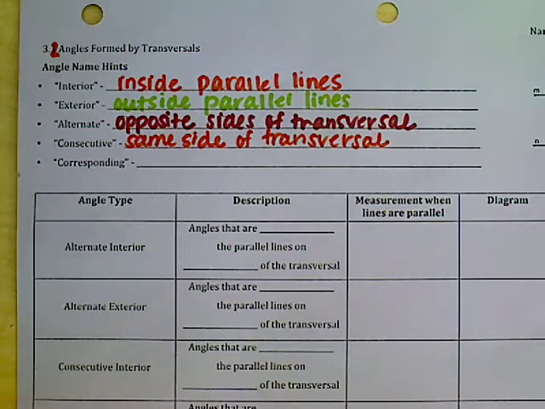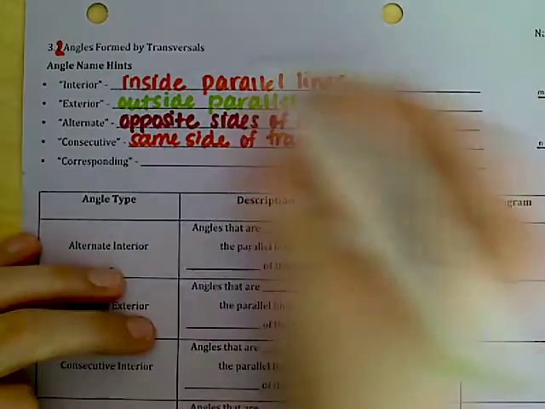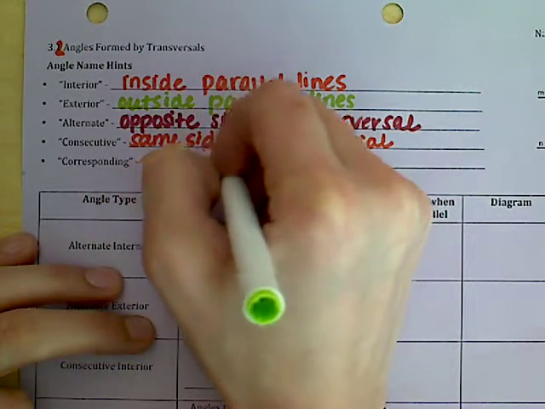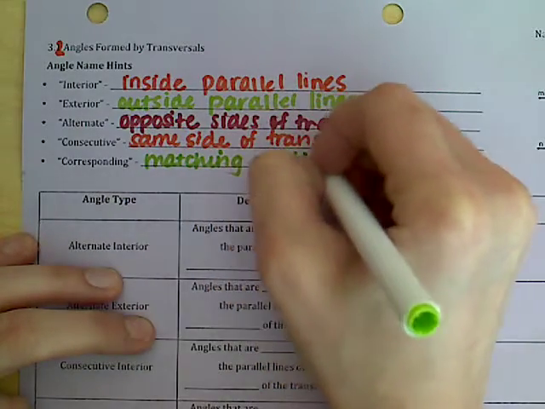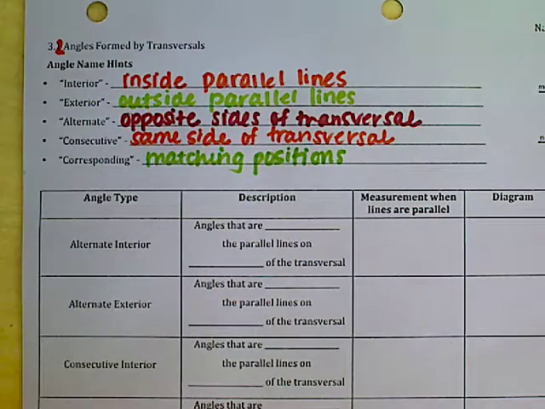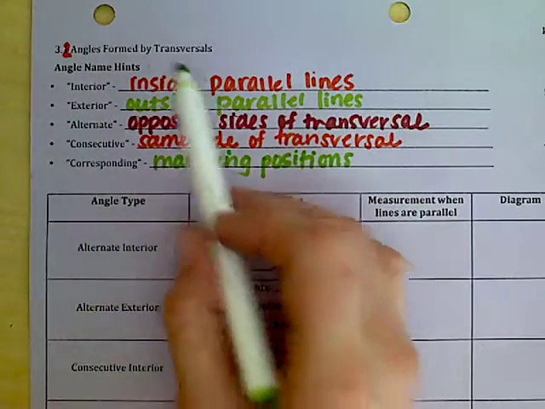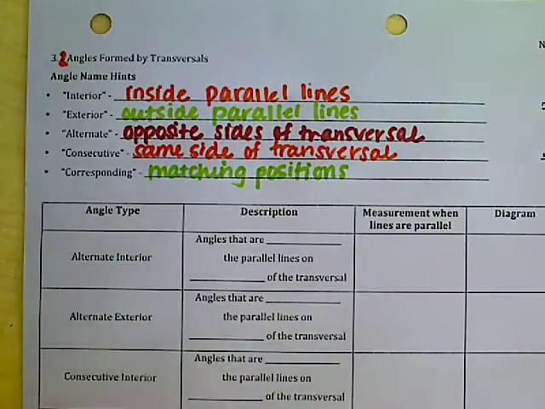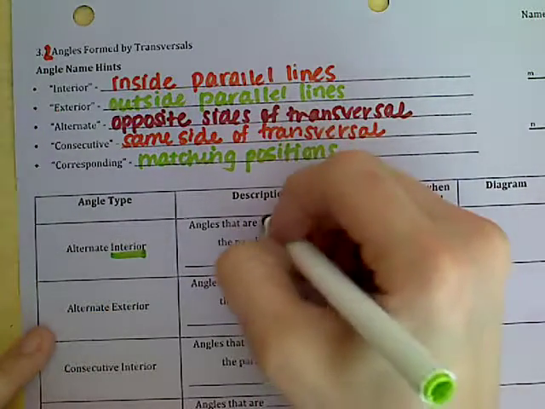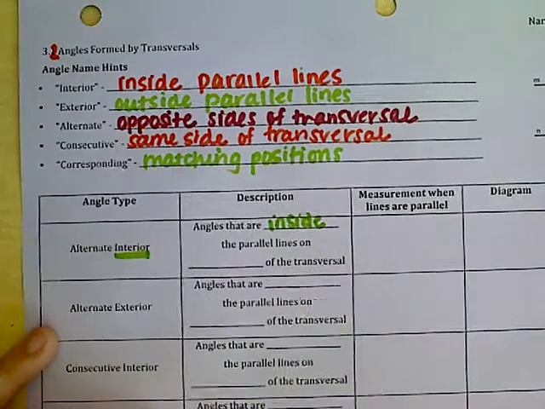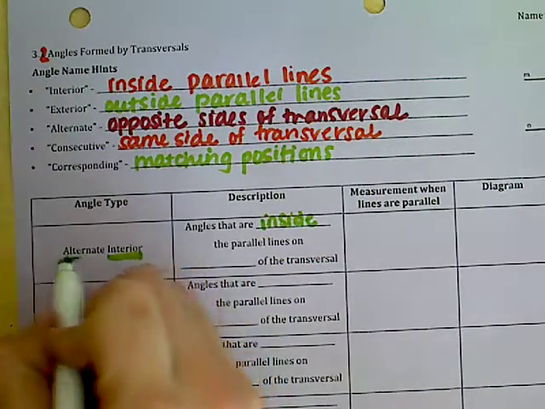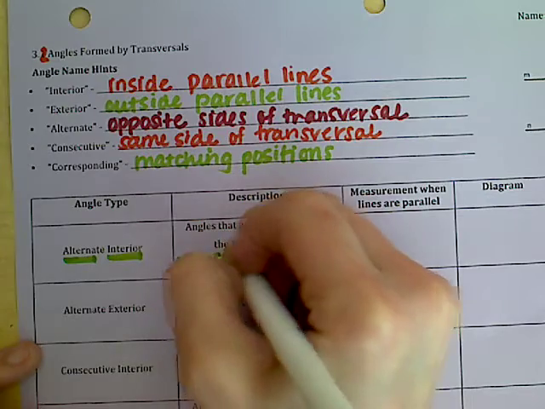And the last one, if you think about things that are corresponding, usually that means they match up, or they are paired up, or they have some kind of same position. So when you think corresponding, I want you to think matching positions. So none of this is really going to make much sense right now, but eventually it will. So when you see these 5 words, you need to think about these, and that's going to give you a hint as to what types of angles you're looking for. So the first one we're going to look for is alternate interior. Interior means angles that are inside the parallel lines, and alternate, we said think opposite, means on opposite sides of the transversal.